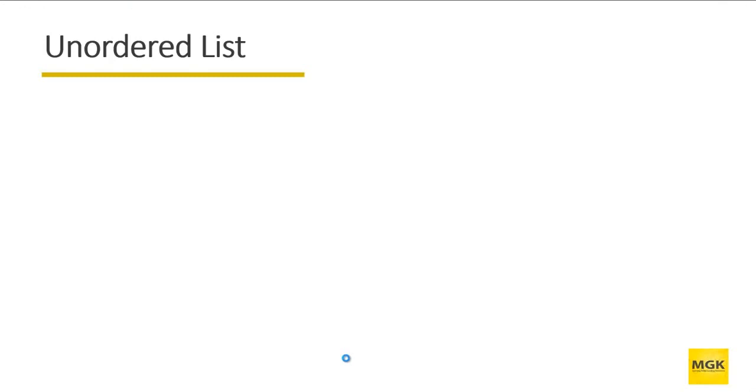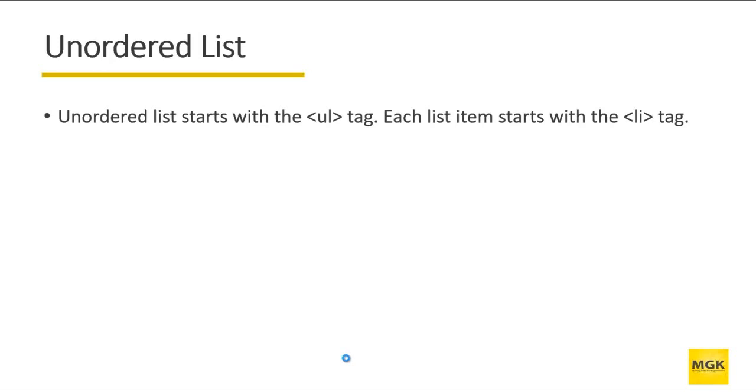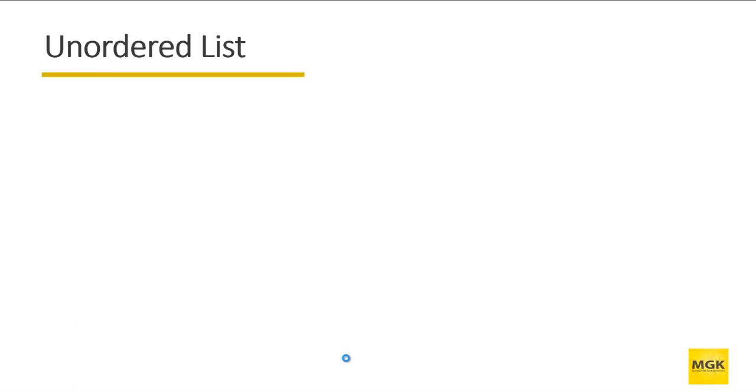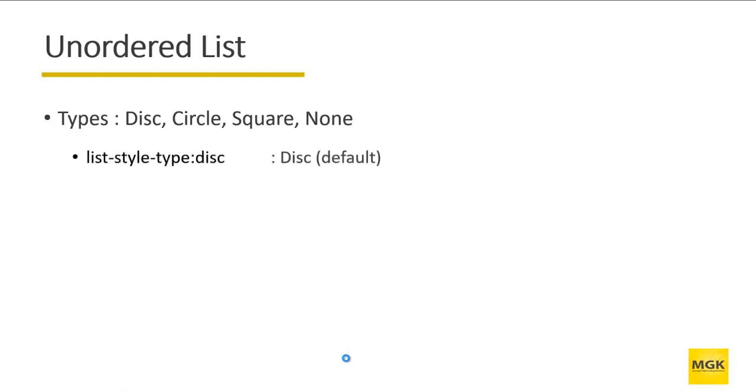So what is an unordered list? An unordered list starts with the ul tag, meaning unordered list. Each list item starts with the li tag, meaning list item. So this is my ul tag, my parent tag. This is my child tag, the li tag, another li, and the closing tag of my parent tag. There are also some types of ul. In an unordered list you can create a disc, circle, square, and if you don't want any bullets, it's up to you, then you can use none.